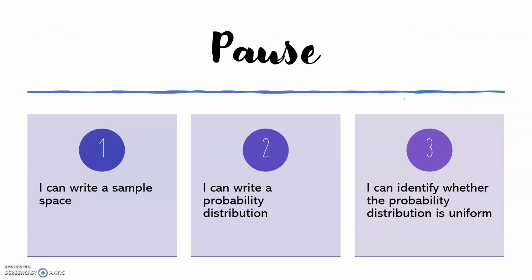So at this point, you should be able to write a sample space, you should be able to write a probability distribution, and you should be able to tell whether a probability distribution is uniform. So this is the first half of section 12.4.